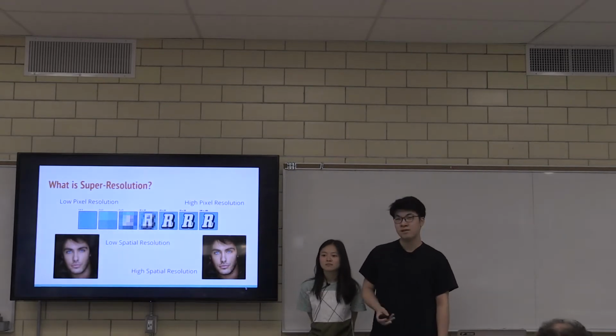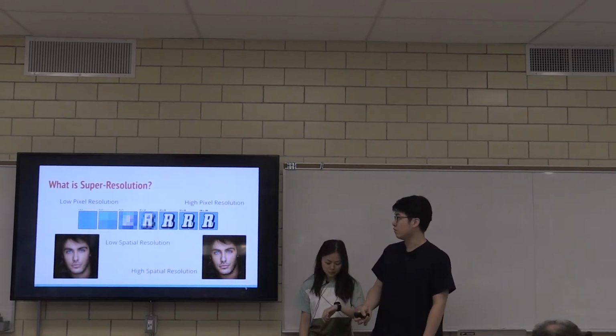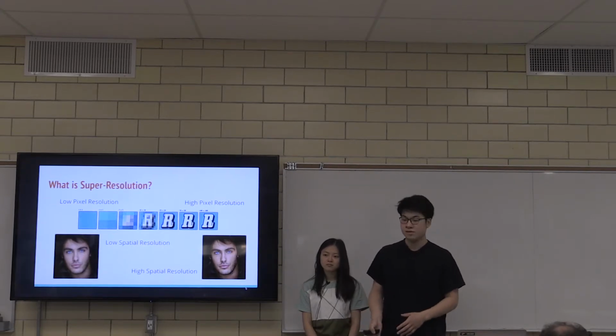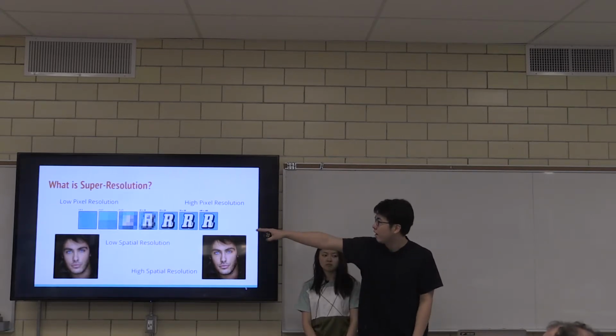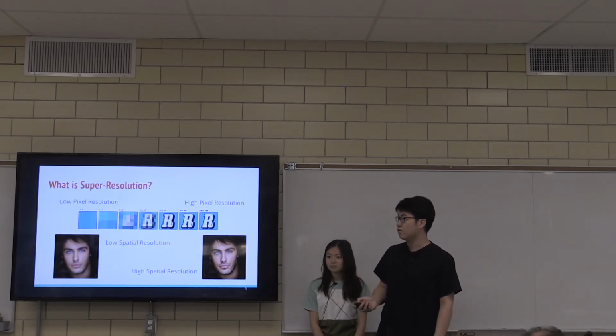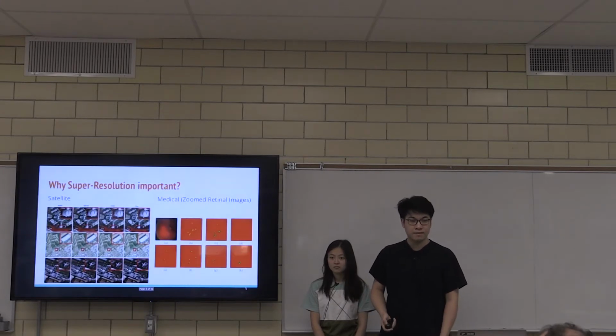So what is super resolution? Super resolution is a process of turning a low resolution image into a high resolution image. There are two types of resolution: pixel resolution, which is defined by the amount of pixels in the picture, and spatial resolution, which is defined by how distinct the pixels are.